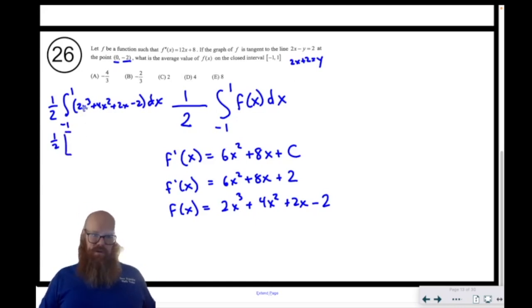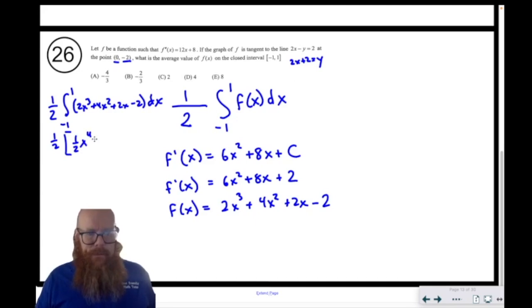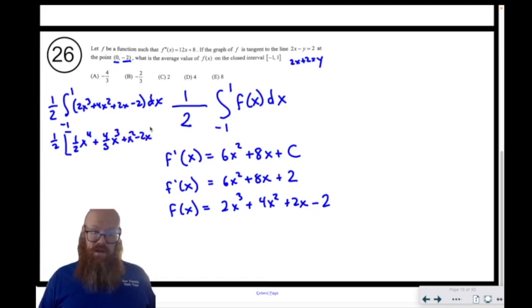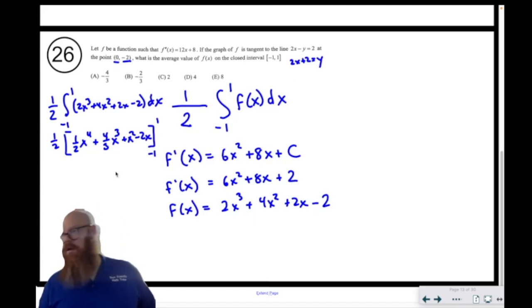Another antiderivative. So we get 2x to the 4th over 4. So that's 1/2 x to the 4th plus 4/3 x cubed plus x squared minus 2x. Wow. And this is all evaluated from -1 to 1.